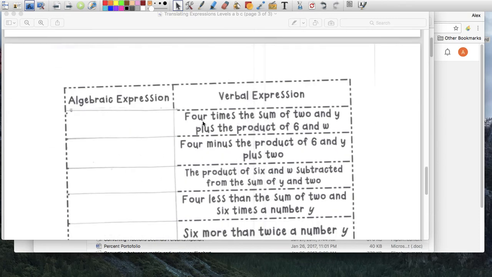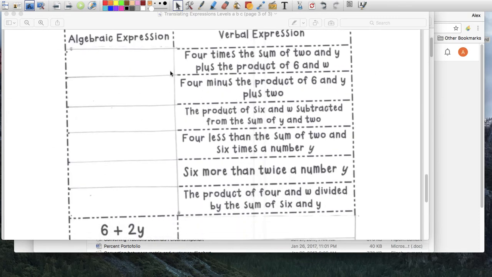Okay, now the longer one. 4 times the sum of 2 and w. There is 4 times that, plus the product of 6 and w. 6 times w, that's what product means. 4 minus the product of 6 and w, so I'm multiplying two things. 6 times w plus 2.